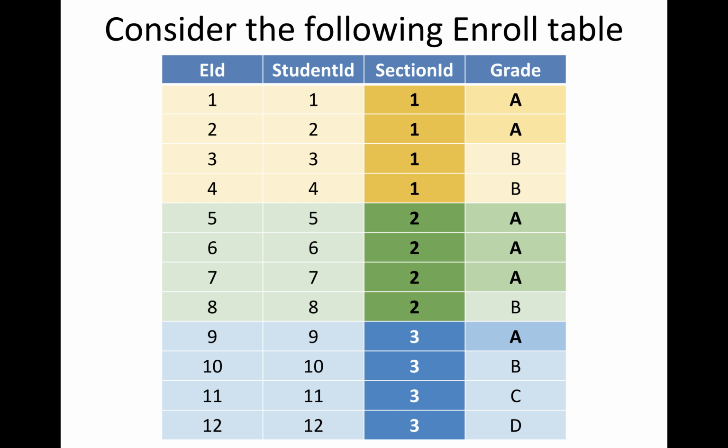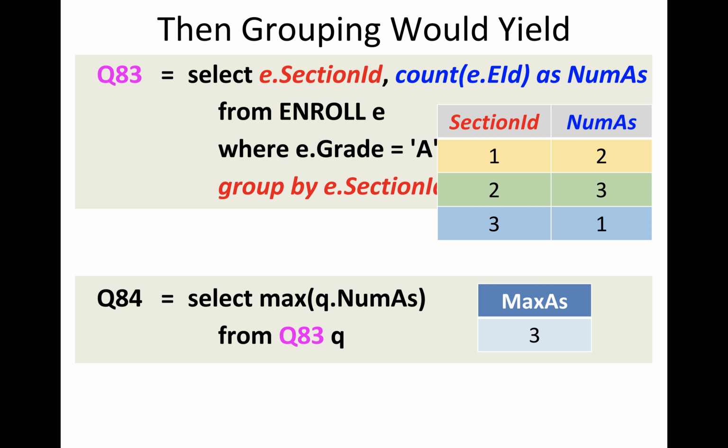Just a visual example. Here we have 12 records across three sections, sections 1, 2, and 3. When we group them, we see that two A's would fall in section 1, three A's would fall in section 2, and one A would fall in section 3. When we collapse these in our second query, we end up with just three resulting records. Here's the first query that we had: count the number of A's across different sections, group by section ID, groups 1, 2, and 3. And then the max query takes this entire result set as one single big group, aggregates, sees which one was the max, and we got the number three.